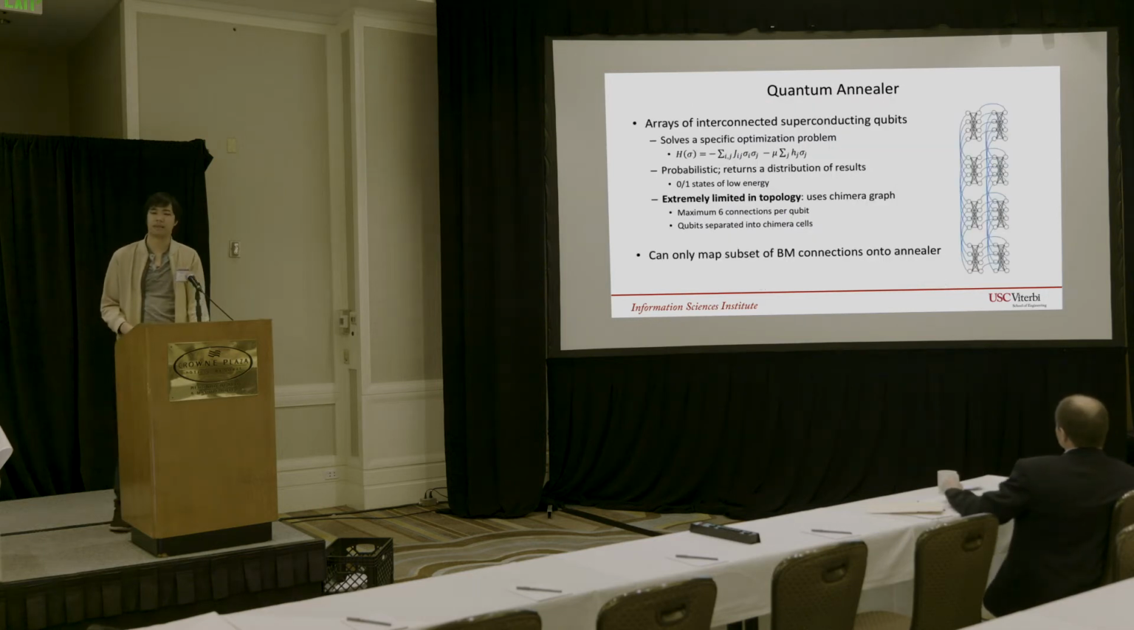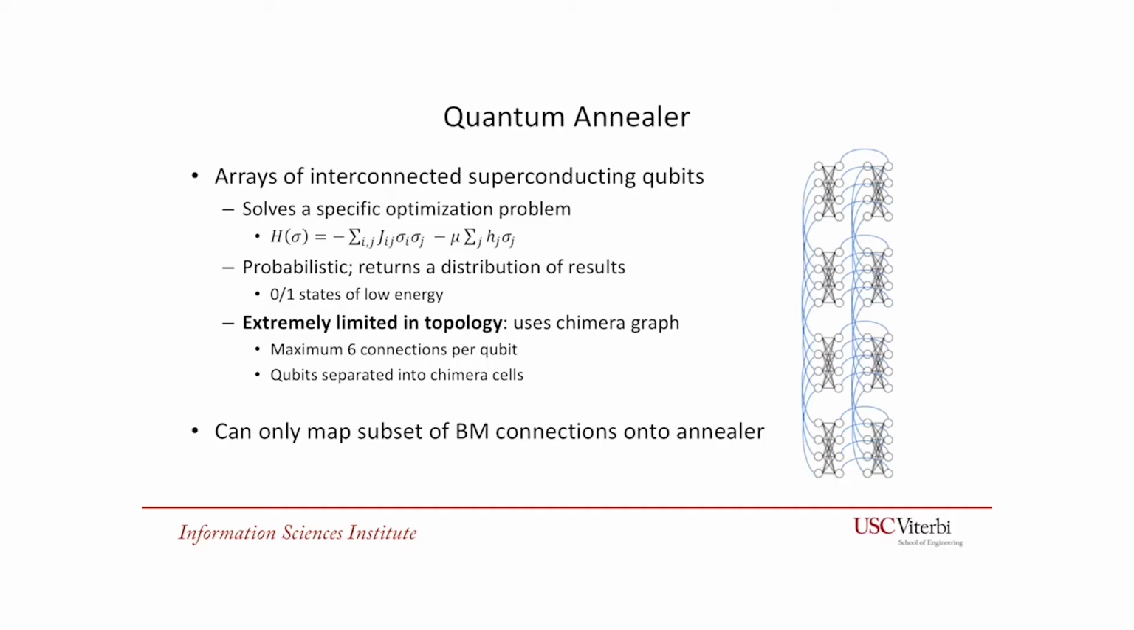Next, we're going to talk about the quantum annealer. The annealer is composed of arrays of interconnected superconducting qubits, which solves a very specific NP-hard optimization problem. It's a Hamiltonian, again, just like the one that we saw in the Boltzmann machine, where it assigns an energy to every possible network state and tries to find the lowest energy state. Now, the annealer is a probabilistic solver. It returns a distribution of results, which is important for sampling and training if we wanted to implement a Boltzmann machine.